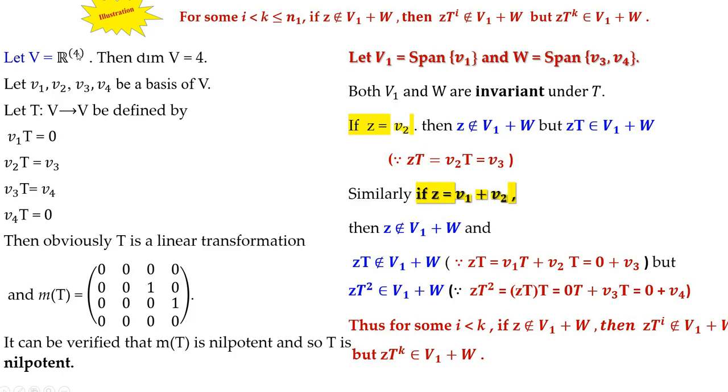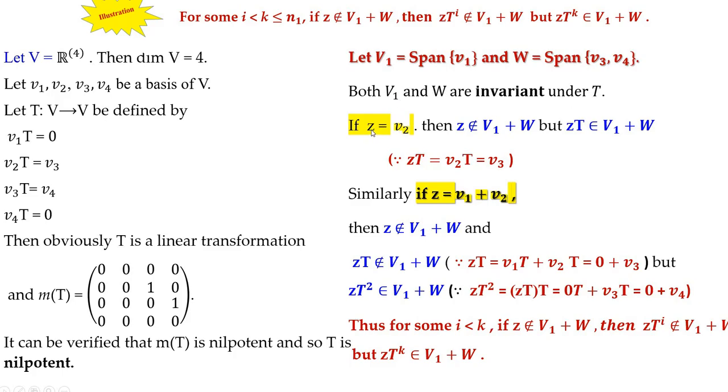We consider V to be R4. So obviously the dimension of V is 4. We shall take the basis elements as V1, V2, V3, V4. And let's suppose our T is defined in this way. Then we can easily check that T is a linear transformation and the matrix of T is this. And this is also nilpotent. So matrix nilpotent means the corresponding transformation T is nilpotent. We shall take V1 to be the span of V1 and W to be the span of V3, V4. Then it can be easily verified that our V1 and W are invariant under T.